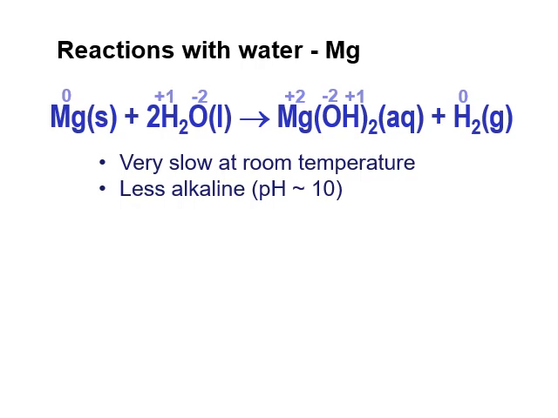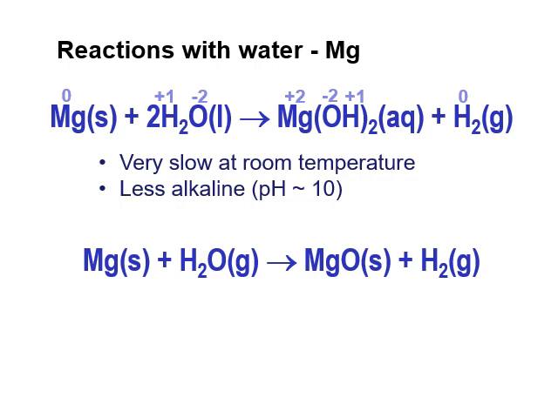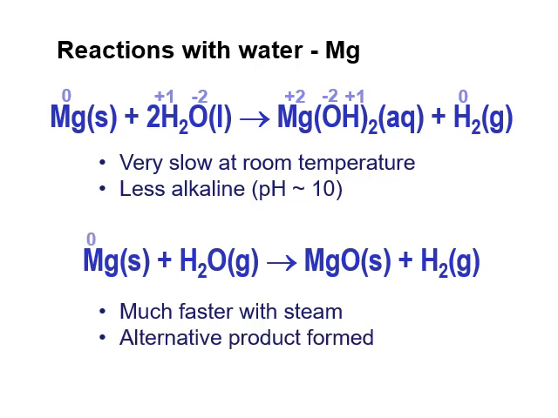I said we'd come back to what happens if it's hot. So if you react magnesium with hot water, so steam, you will make magnesium oxide instead. Again, this is a redox reaction. The oxidation state of the magnesium on the left is 0. The water, you've got hydrogen at +1 and oxygen at -2. And then the magnesium on the right is +2, oxygen -2, and hydrogen 0.